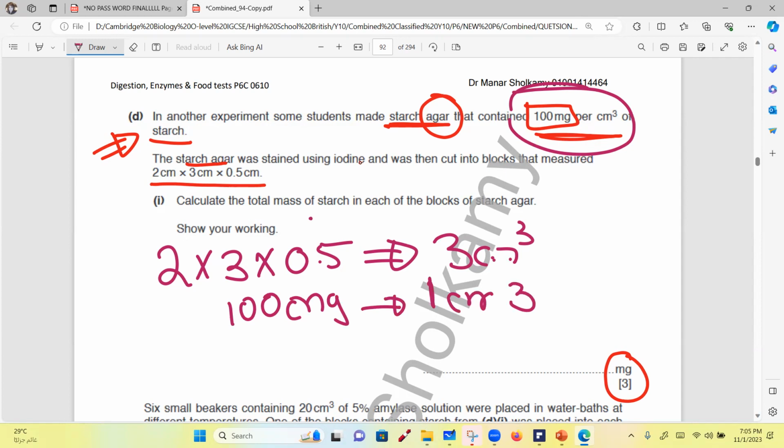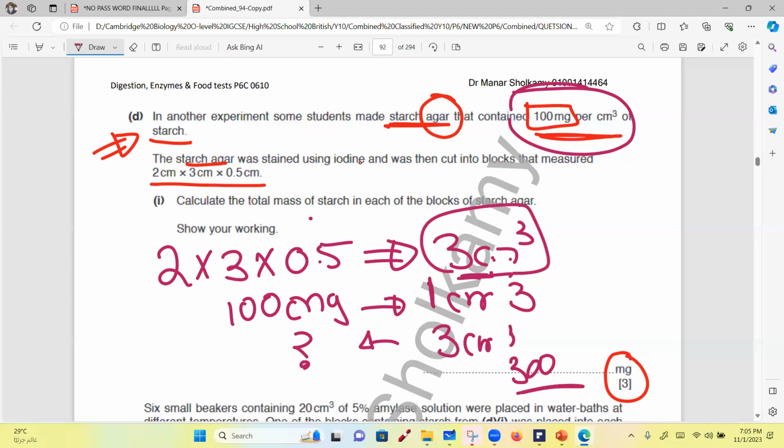How many centimeter cubed of agar do you have? 3 centimeter cubed. How many milligrams of starch? What will you do? Multiply. Times 100. Exactly. 3 times 100. What will be the answer? 300 milligrams. So I have 300 milligrams in this block of agar. There were 100 milligrams per centimeter cubed. When I have 3 centimeter cubed, how many grams of starch? They wanted to calculate the total mass of starch in each of the blocks. Do you understand how we got it?